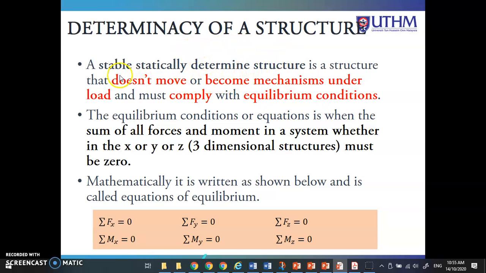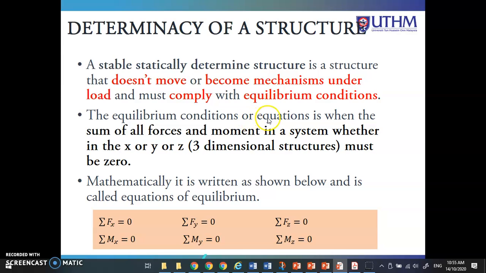Okay, a stable statically determinate structure is a structure that does not move, tidak bergerak, or become a mechanism under load. Jadi dia terinfluence setelah dikenakan load. Okay, and it must comply with the equilibrium condition.